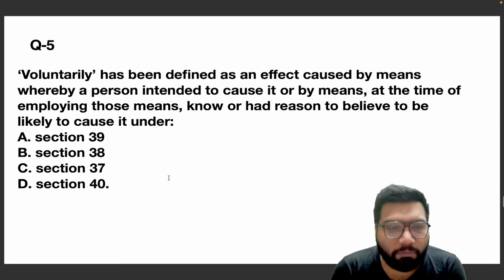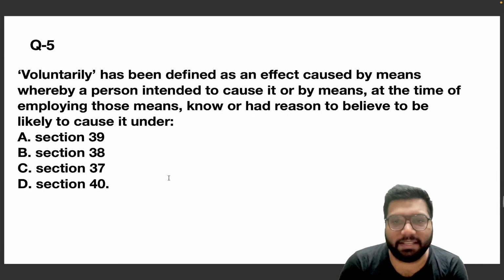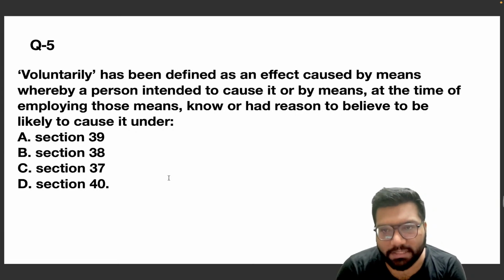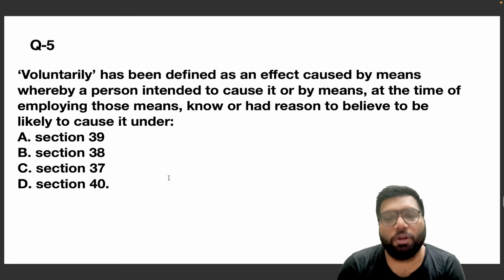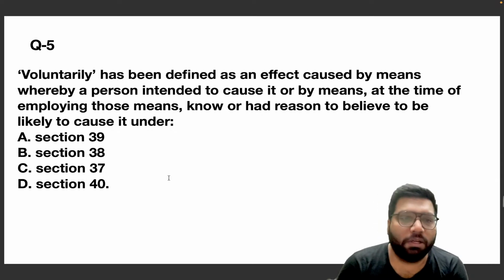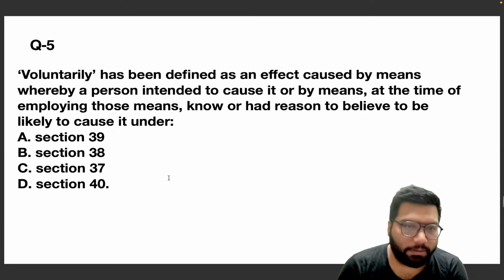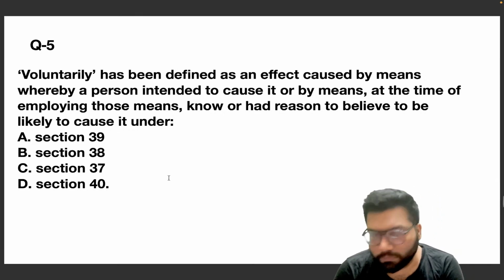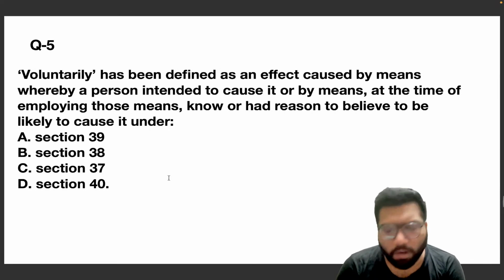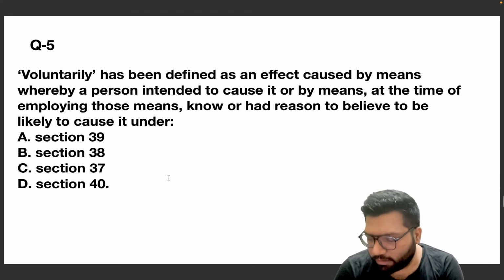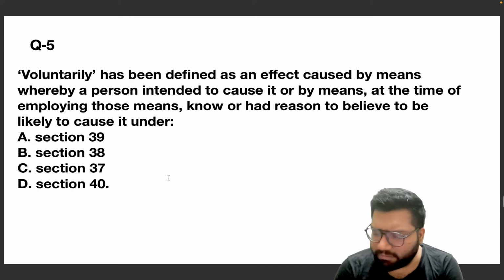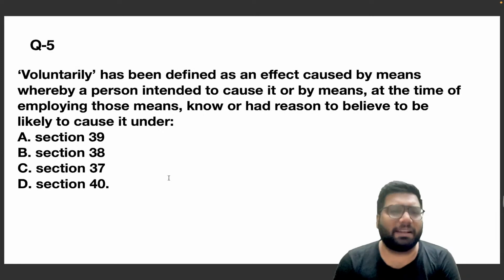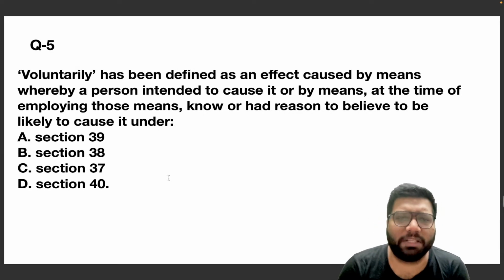Easy one. The term voluntarily has been defined as an effect caused by means whereby a person intends to cause it, or by means which at the time of employing those means he knows or has reason to believe to be likely to cause it. So direct question: the section number of the term voluntarily. Okay, starting from Mohit, everyone is answering correctly. Shivangi and Ayush. Yes, everyone's answer is correct. That is A. Section number 39.